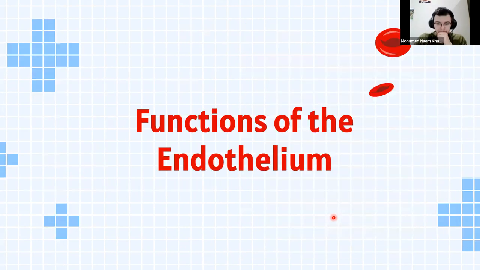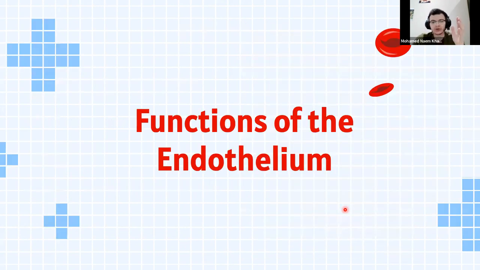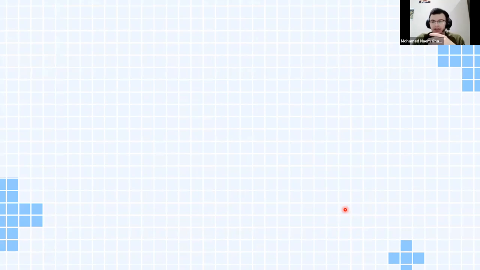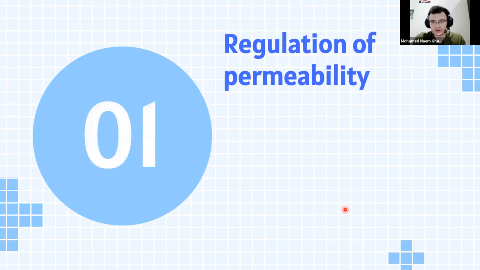Should I move on to the functions? Is the structure clear? The apical and the basolateral surface. Okay, good. Let's move on to the functions of the endothelium. There are six main functions mentioned in Dr. Abdul-Jabbar's lecture. I'm not sure if he expects you to know exactly six, but I'm going to talk about each one of them since he talked about them. Let's start with the first one.